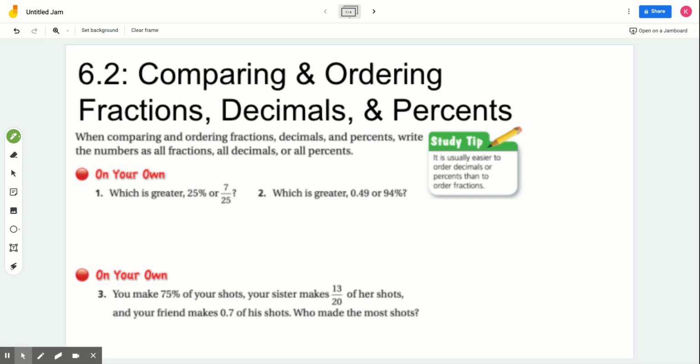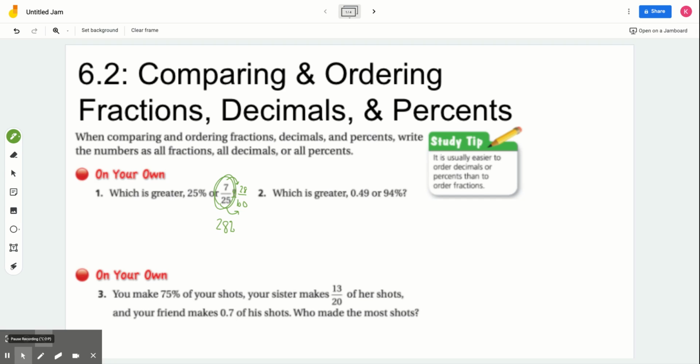So here, if we look at which is greater, 25% or 7/25, we can change 7/25 to a percent. Remember that percents are always out of 100. We know that 25 times 4 is 100 and 7 times 4 is 28. So 28 out of 100 would be 28%. We can then see that 25% is less than 28%. So 7/25 would be the greater number. Go ahead and try number 2 on your own.